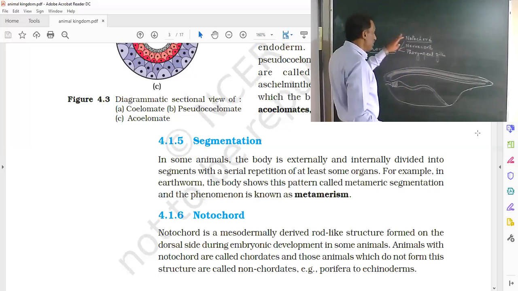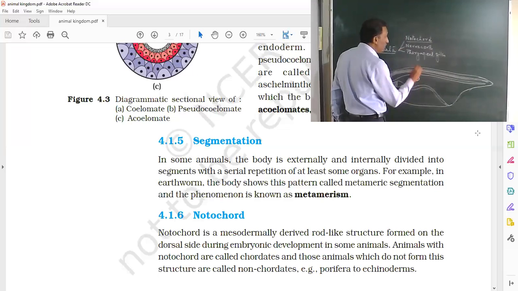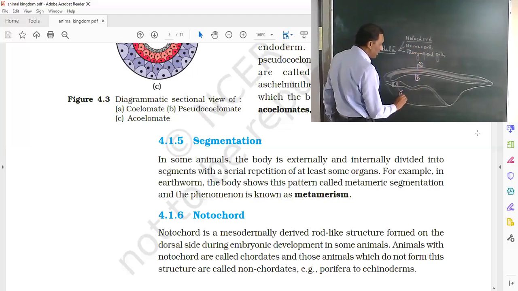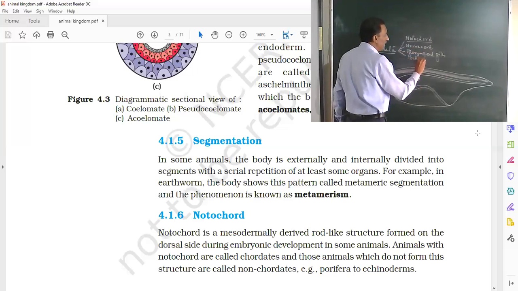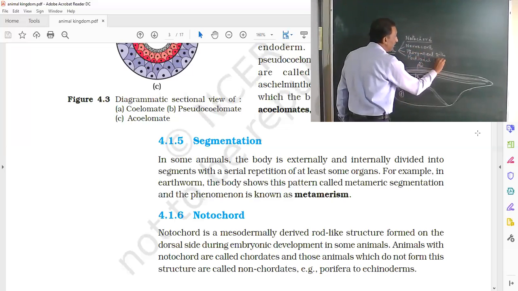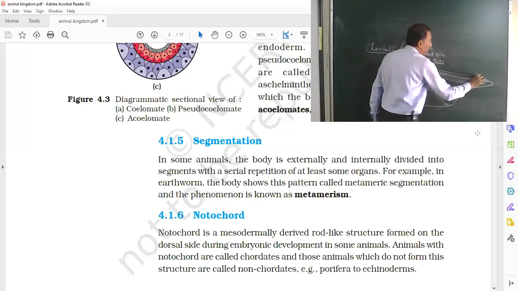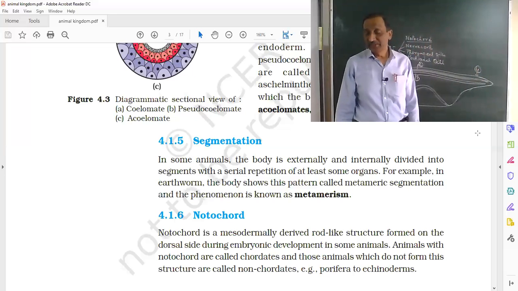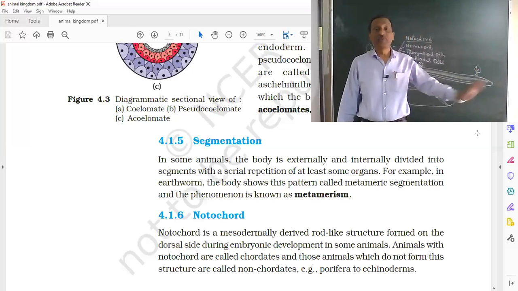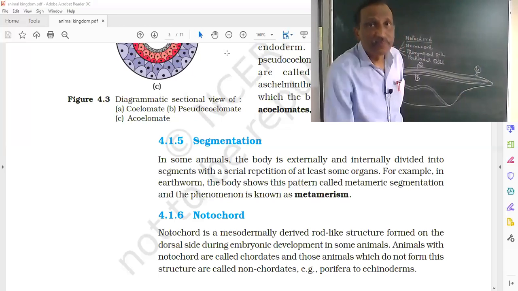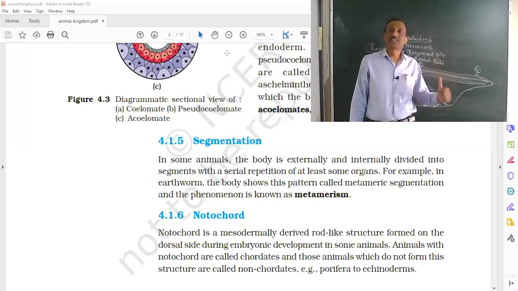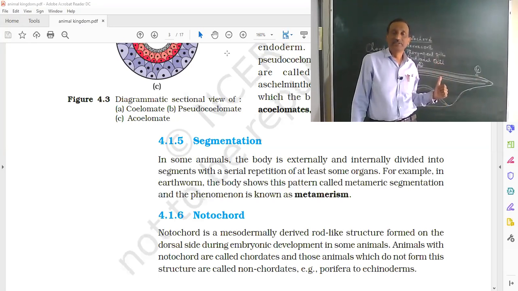So four things are there: notochord number 1, nerve cord number 2, pharyngeal gills number 3, and the fourth one is the post-anal tail. Four unique characteristics are there which are found in the chordates, which are not found in any member of non-chordates. These four characters are exclusive only to chordates.